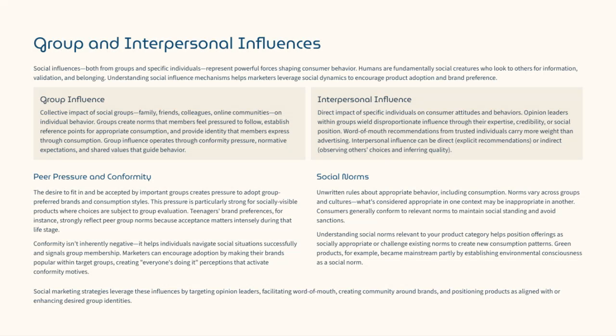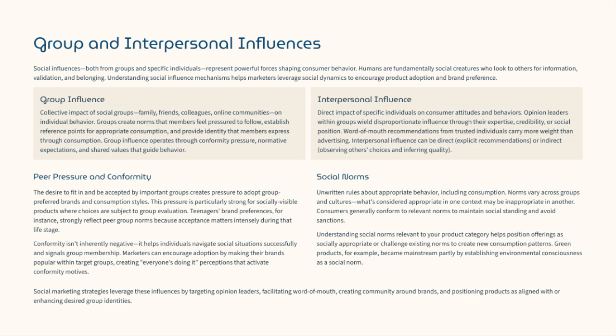Social marketing strategies effectively leverage social influences by focusing on key elements like opinion leaders, word of mouth, and community building around brands. By targeting opinion leaders, we can influence their networks more easily because they often set trends and shape perceptions. Facilitating word of mouth is also powerful, as personal recommendations tend to carry more weight than traditional advertising. Creating a sense of community around a brand helps foster loyalty and shared identity, making consumers feel connected and engaged.